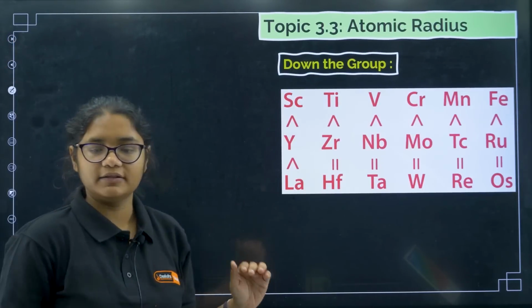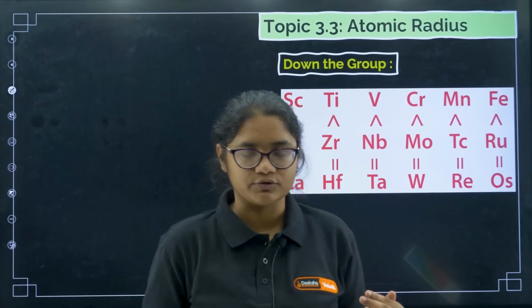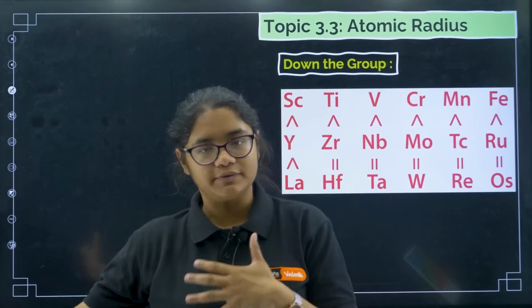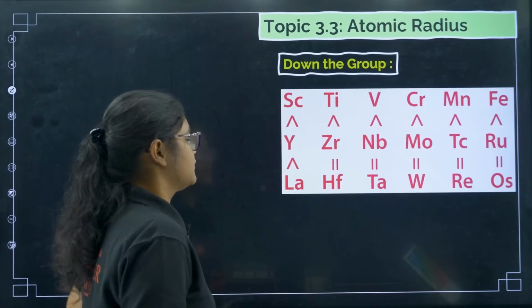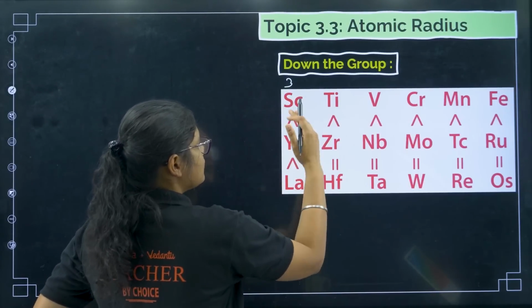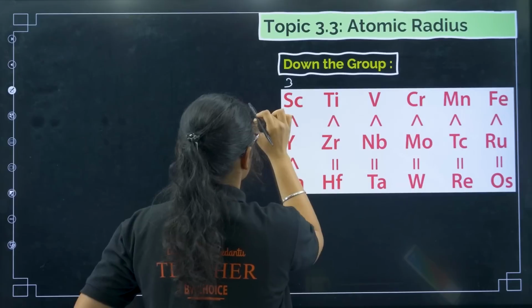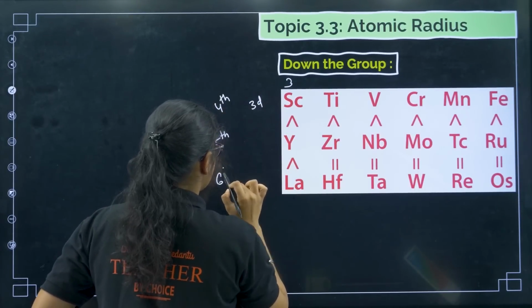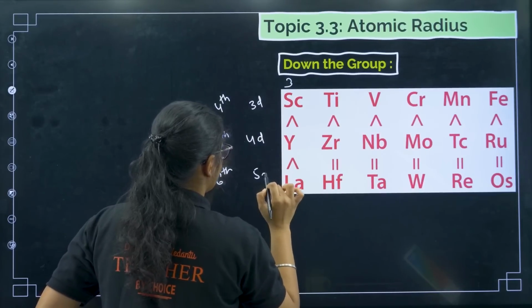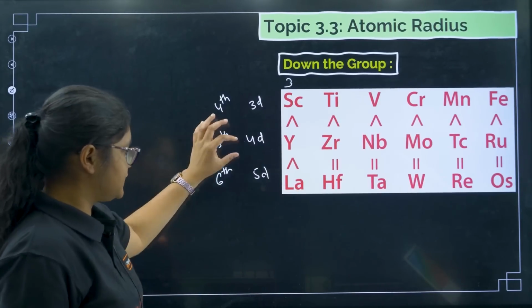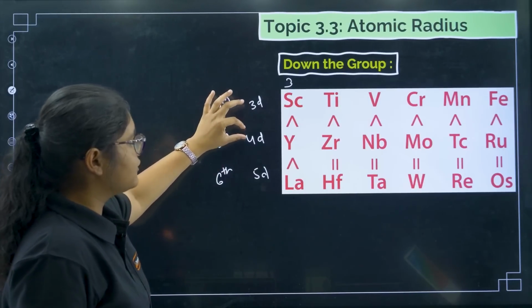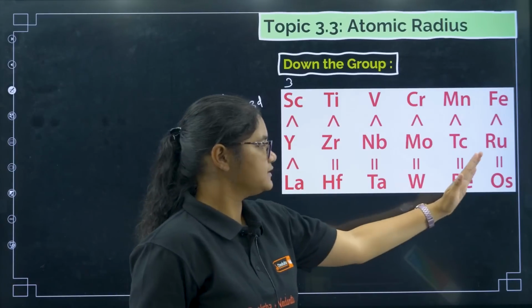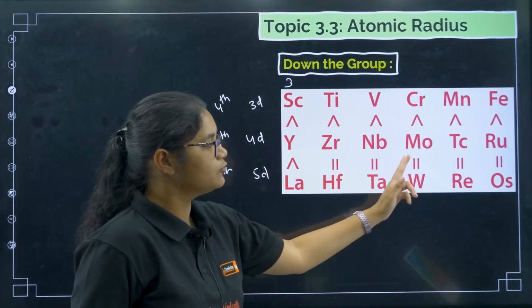Down the group, generally, as you know from normal periodic properties also, new shells are added. So if new shells are added, normally the size will increase. That happens in the first group, that is your group 3. But when you look at the 3D, 4D and 5D series, 3D will be smaller than 4D, and 4D will be smaller than 5D. But as we move along, the 4D and 5D sizes almost become equal.